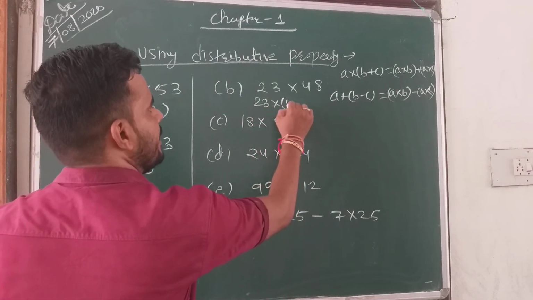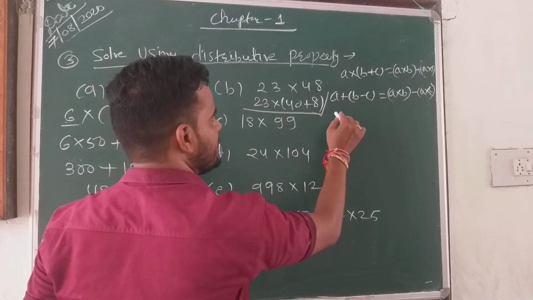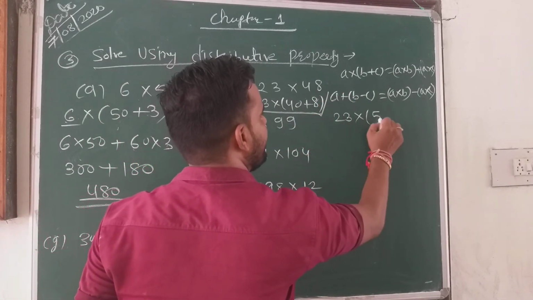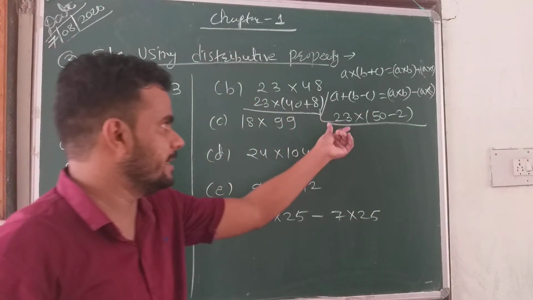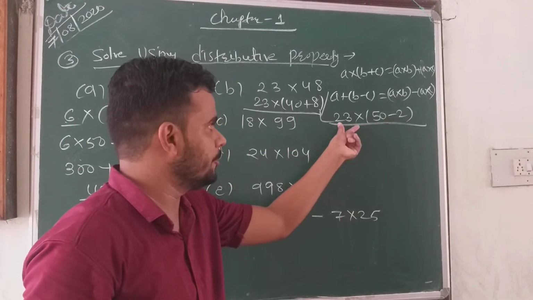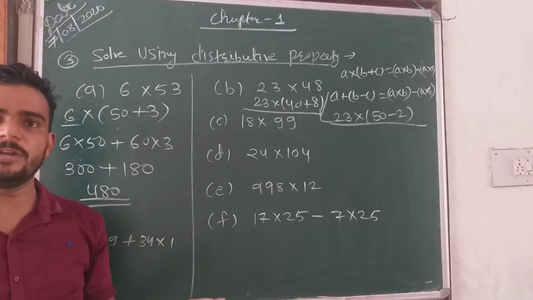23 multiply 48, you can write 40 plus 8 also, and if you don't want to write 40 plus 8, then 23 multiply (50 minus 2), you can write this also. Afterwards solve 23 multiply 50 minus 23 multiply 2. Okay, any doubt? So I think you can solve.